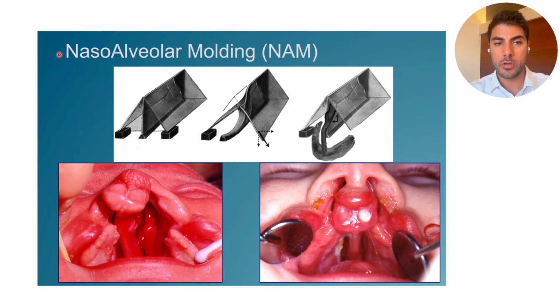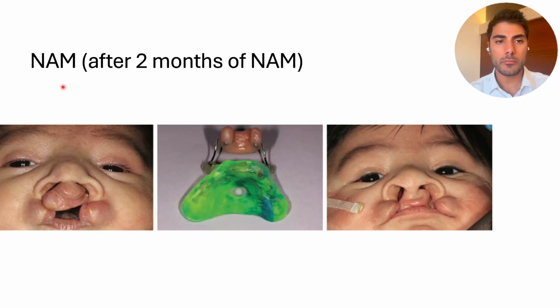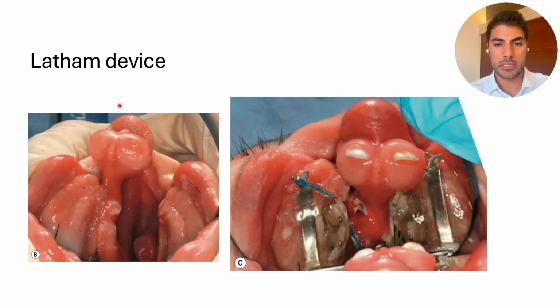As we saw earlier, this is the result of using a NAM device where we can, first of all, put the protruded premaxilla in place. This is actually using elastic with the NAM in order to set back the protruded premaxilla and align it with the alveolus. So here we can see the use of the NAM. This is the before, this is the after. And as for the LATAM device, also we can see the before and after.